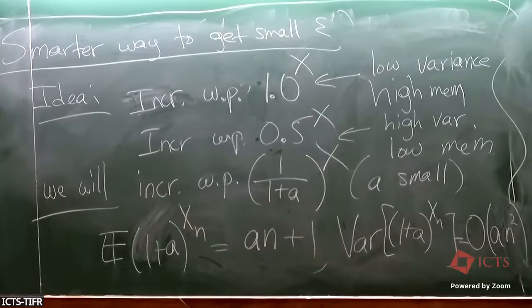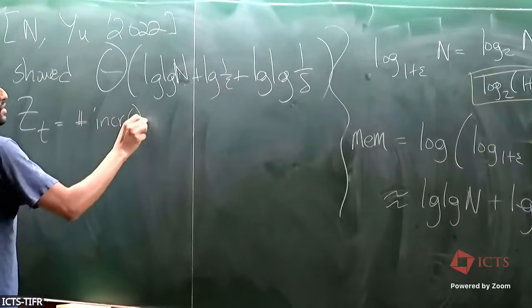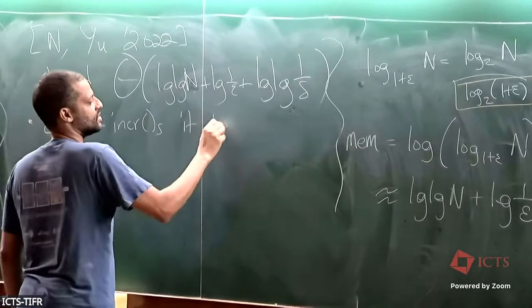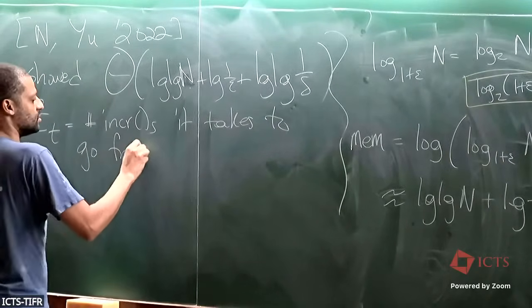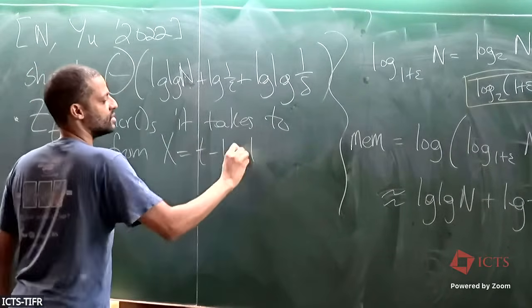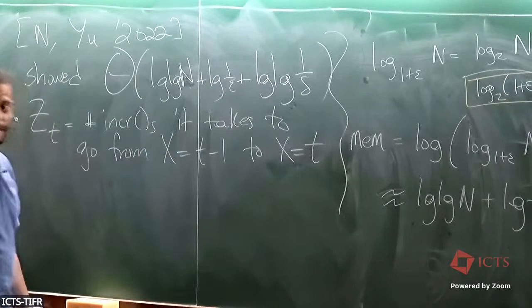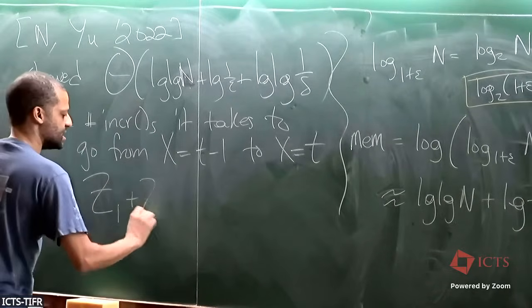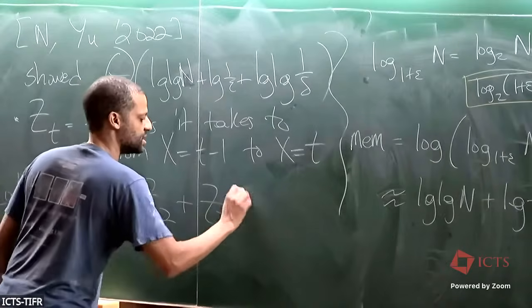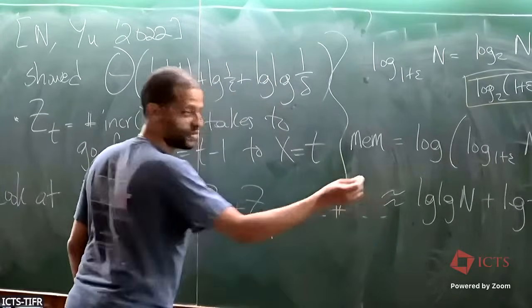Okay, let me actually just write this down. zt is the number of increments it takes to go from x equals t minus 1 to x equals t. And what I'm going to look at is z1 plus z2 plus z3 plus z4 plus and so on, going forever.